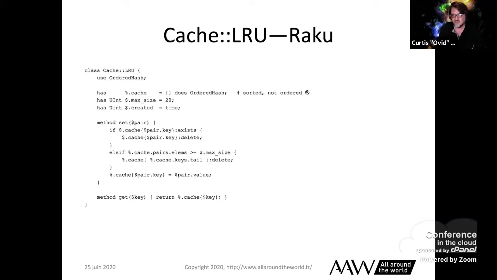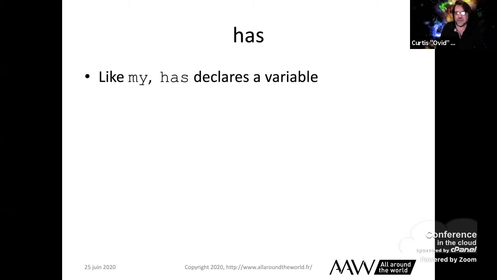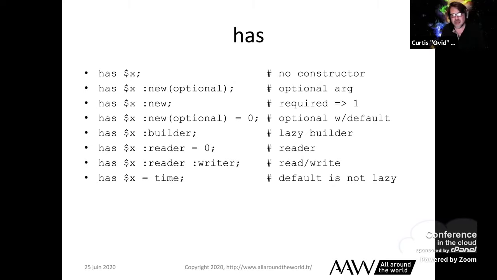So what is has, though? What does that function do? It's kind of like my, in that it declares a variable. Actually, I think our is a little bit more appropriate description. It's lexically scoped and bound to that particular namespace that it's in. And all it does is declare the variable. We have attributes to add additional behavior. Optional to the constructor, we've got readers, builders, whatever.